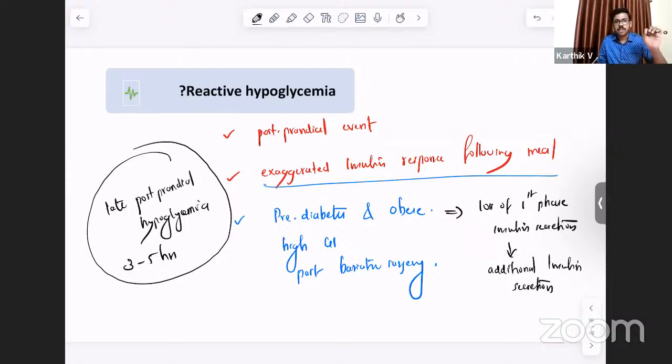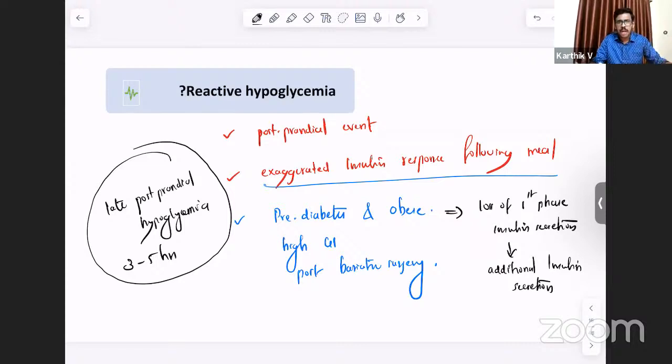And in such patients, instead of doing a 72-hour fast test, what you will be more interested in would be doing a mixed meal test. Mixed meal test means you would give the high glycemic index food or the usual meal that results in hypoglycemia in a patient, and you check blood glucose every 30 minutes and see whether the patient develops hypoglycemia at 3 to 5 hours. And in the sample that shows low blood glucose, you check for insulin to confirm the insulin dependent hypoglycemia. That is how you diagnose reactive hypoglycemia.